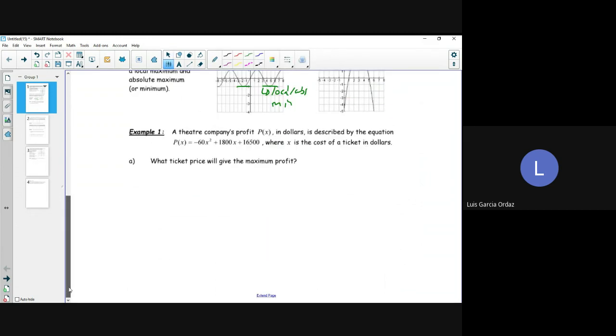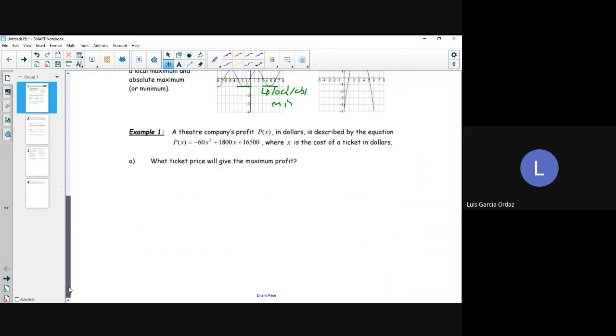So we're going to have a few examples, and then that's probably it for today. So a theater company's profit P(x) in dollars is described by the equation P(x) = -60x² + 1800x + 16,500, where x is the cost of a ticket in dollars. And we need to figure out what price will give us the maximum profit.